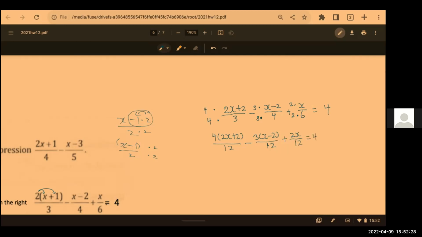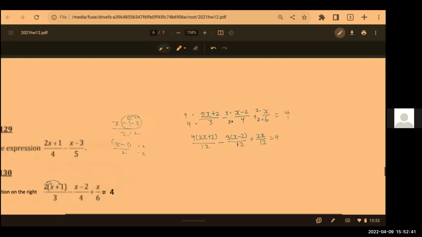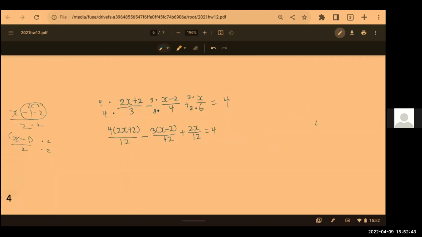Actually, you can also make this 12. So how do you make 4 into something over 12? Just write down 4 is equal to something over 12. So what is that something? Let's do it here. 4 is equal to something over 12. Put a question mark there. So how do you get the question mark? Just copy. That's it.